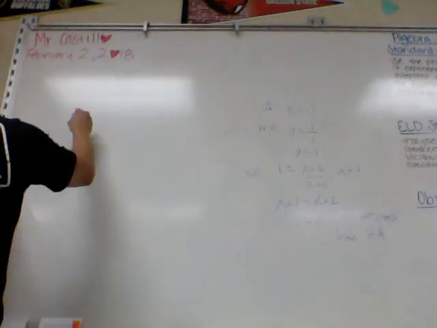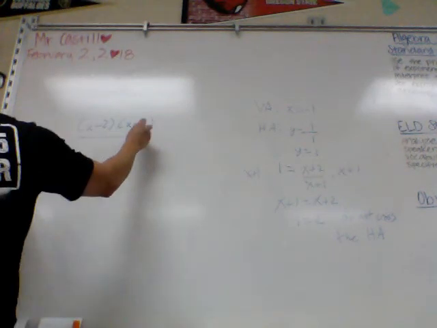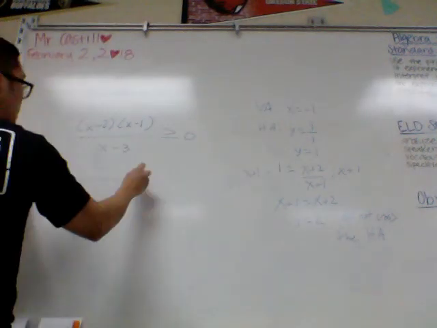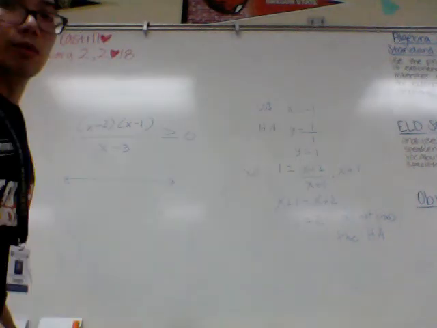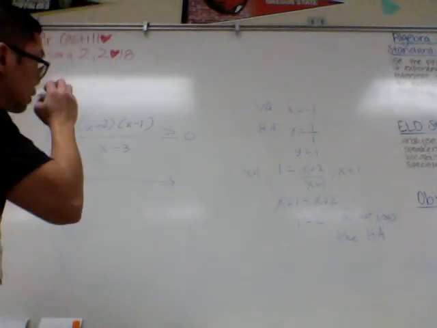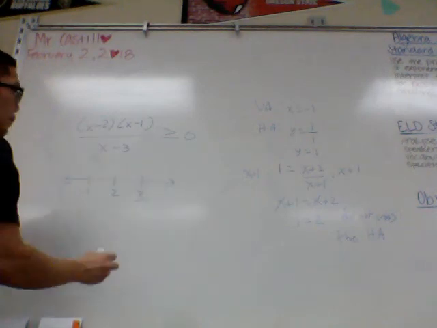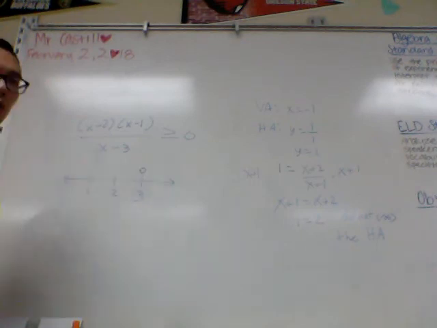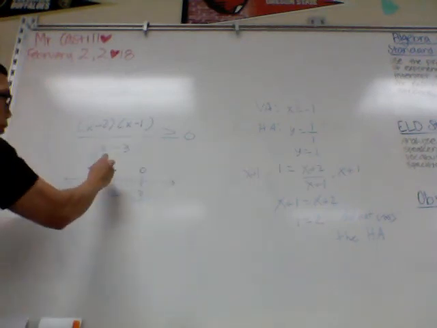And for the inequality, you have x minus 2, x minus 1 over x minus 3 greater than or equal to 0. So remember, you need to find the zeros of both the numerator and the denominator. So your zeros are 1, 2, and 3. Remember, your denominator will always be an open hole. Greater than or equal to means the other zeros are the closed dots.